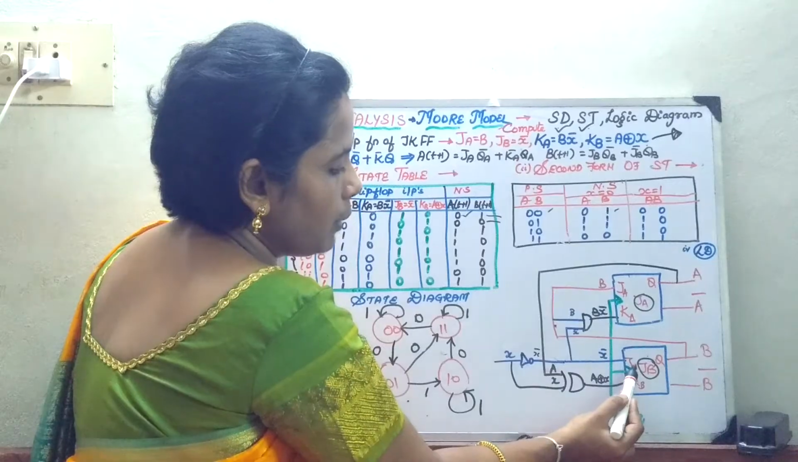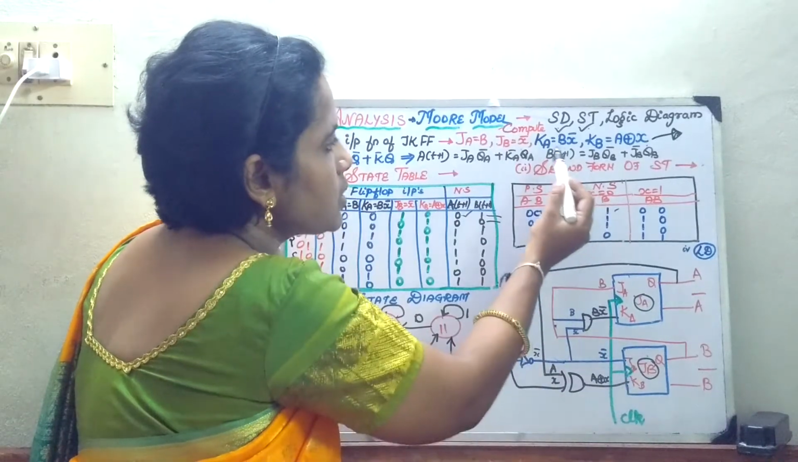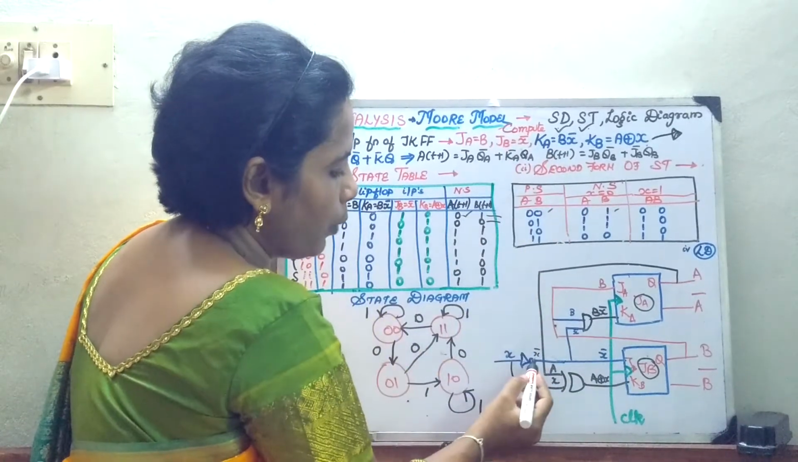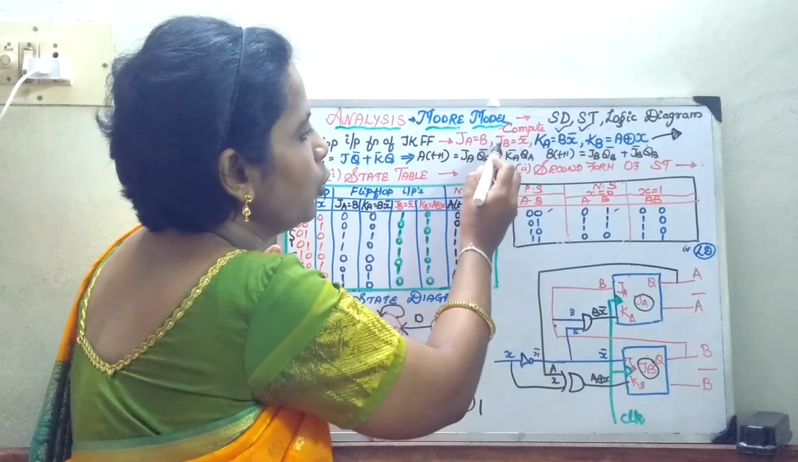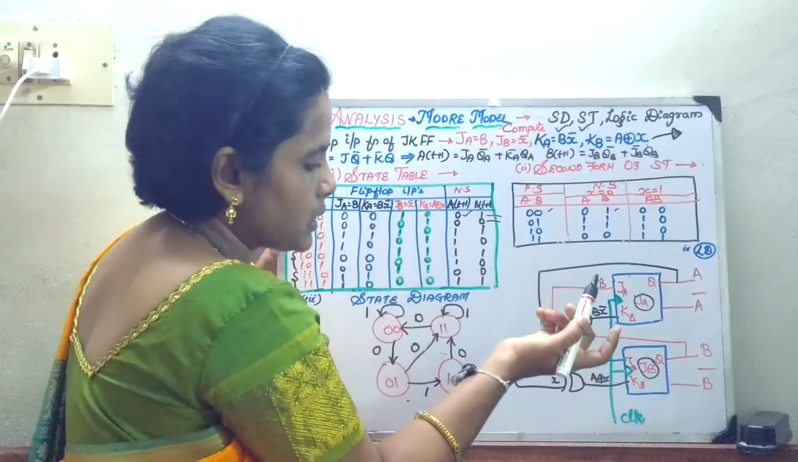Now come to your JB. What is JB? JB is nothing but X bar. So no problem at all. You put a NOT gate and give a connection. So this part is over.